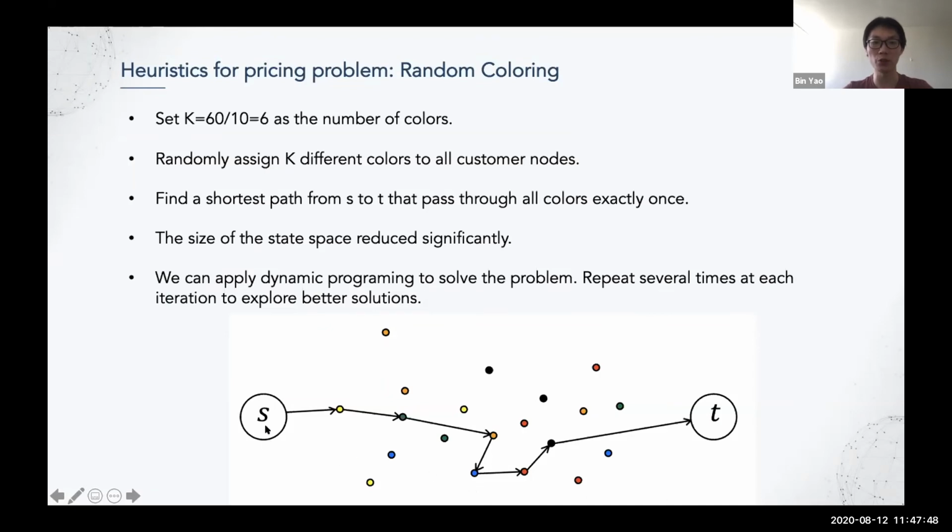So instead of finding a shortest path from S to T that visits 6 customers, we only need to consider finding a shortest route from S to T that visits 6 different colors exactly once. Under this formulation, the size of the state space can be reduced significantly, and now we can apply dynamic programming to solve this problem, and repeat several times at each iteration to explore better solutions. So this is part 3 of our model. Any questions so far?